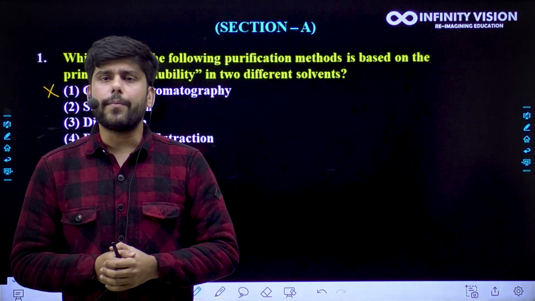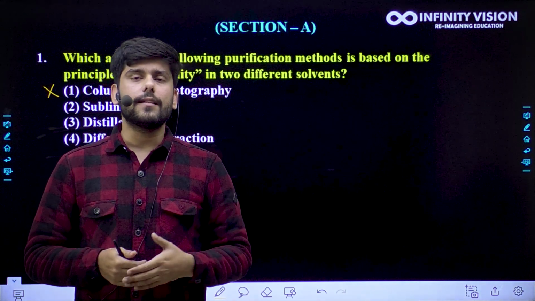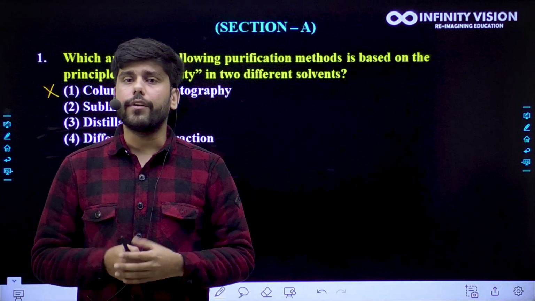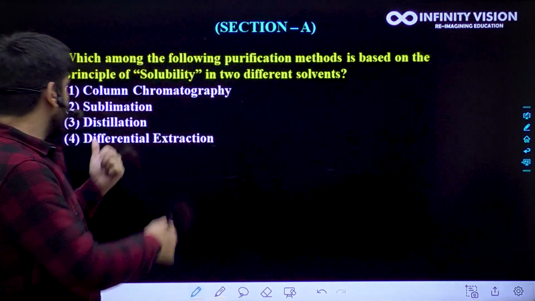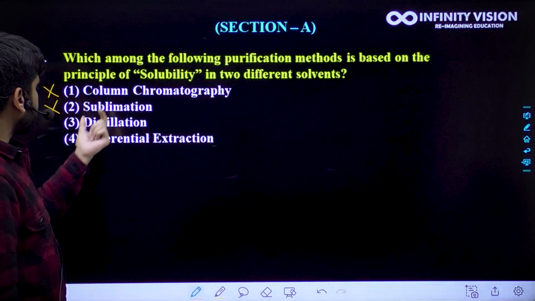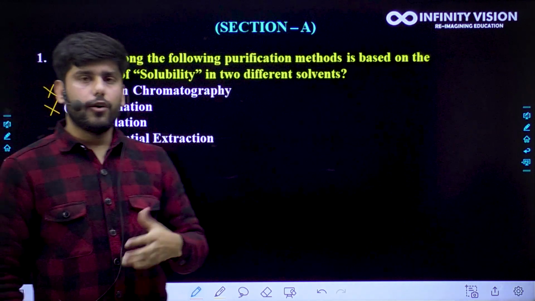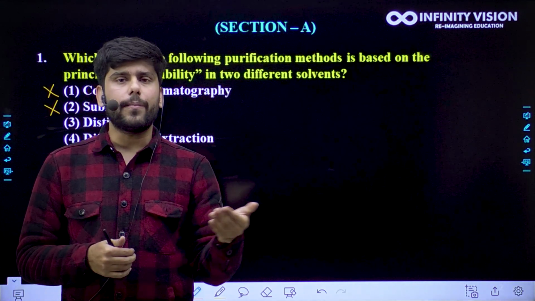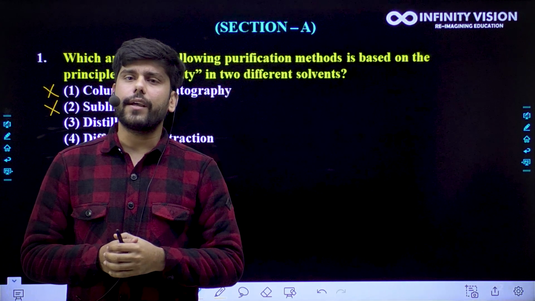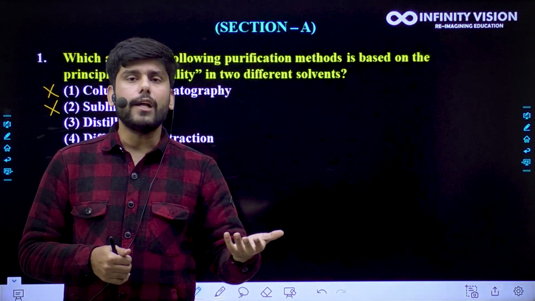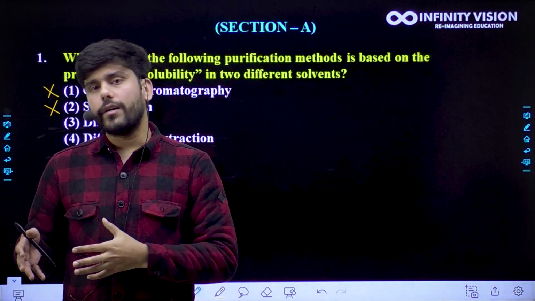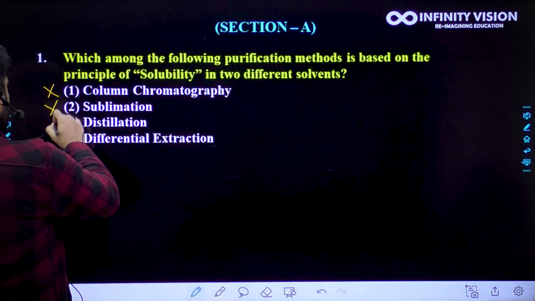Sublimation is used to separate sublimable substances like naphthalene and camphor from non-sublimable impurities, say sand. So this can't be the answer. Then we have distillation. Distillation is used to separate liquids which have a significant difference in their boiling points, or volatile liquids basically, from non-volatile impurities. So this is also not the answer.